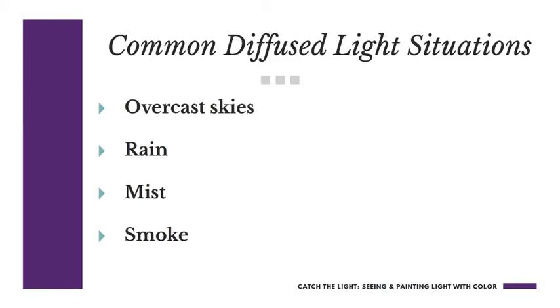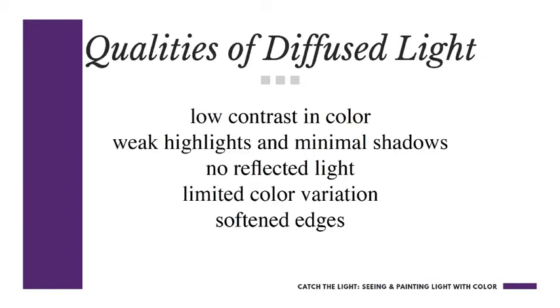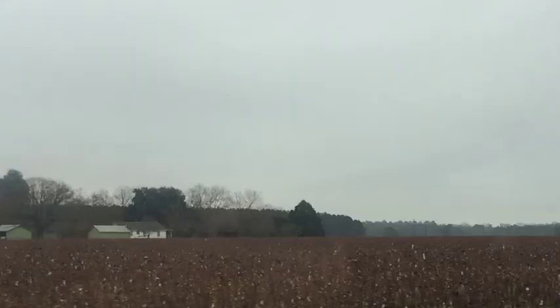Common diffused light situations are things like overcast skies, rain, mist, and smoke, one of my favorites. We're going to look at some examples of each of these. And remember that the qualities of diffused light are that it's low contrast in color, weak highlights and minimal shadows, little to no reflected light, very limited color variation, and softened edges. So let's see how that works in real life.